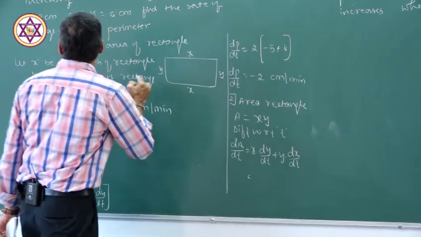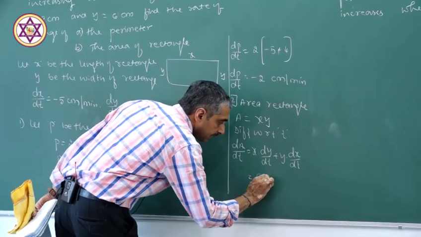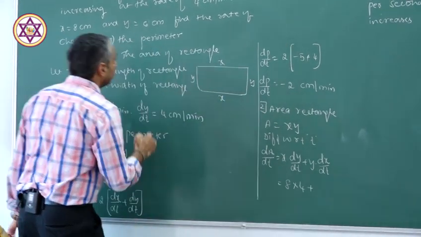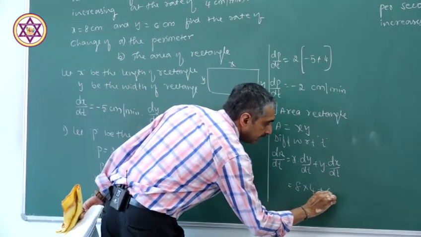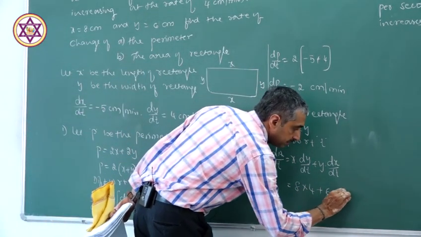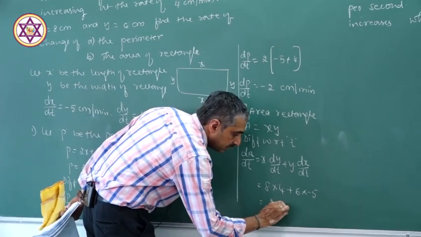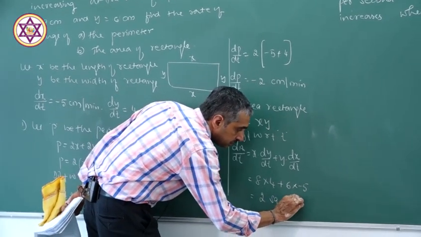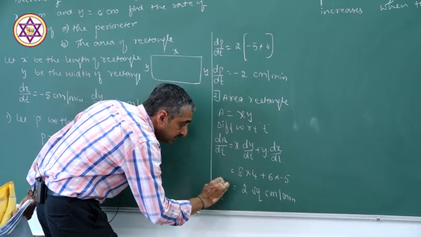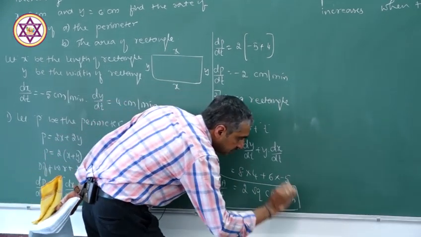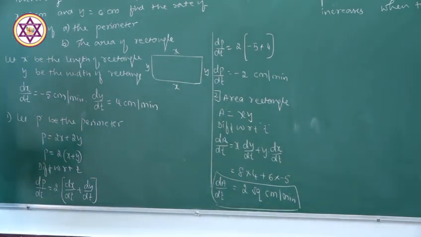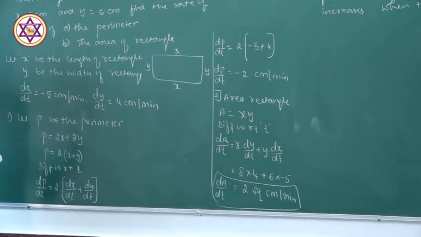What do you mean by x? x is given already. How much it is? 8, into dy by dt. What is dy by dt? 4 plus y. y is given. How much it is? 6 into dx by dt. dx by dt is given already, minus 5. So, 32 minus 30, that is once again area, it is 2 square centimeter per minute. So, area changes, dA by dt, at the rate of 2 square centimeter per minute. Very important question, an examination repetitive question, remember now.